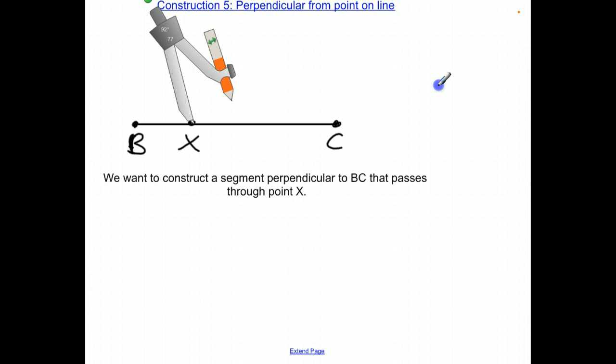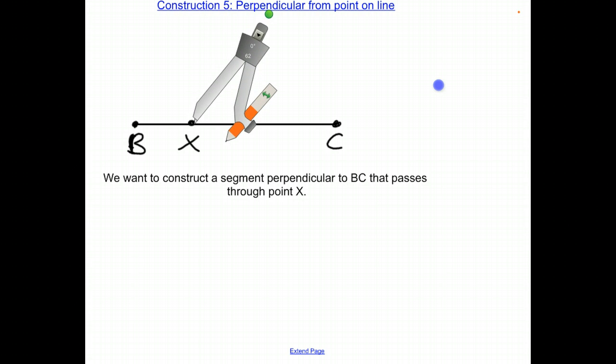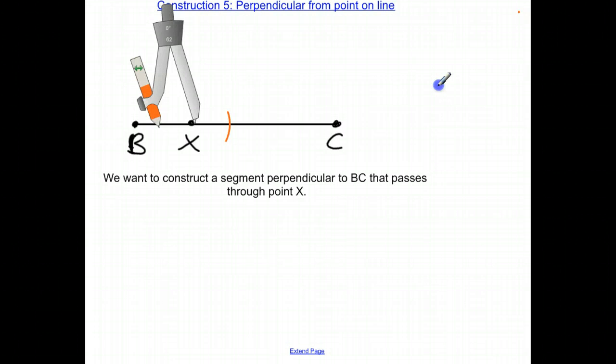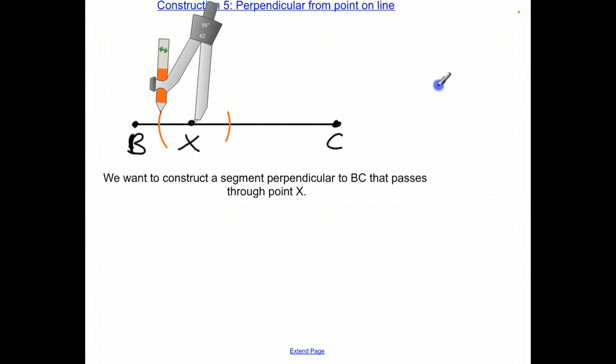We are then going to swing an arc on either side of point X so that it will intersect with BC. So one on this side, same exact thing on the other side. It doesn't matter what measurement we set our compass to, as long as the distance away from X is exactly the same. As long as we don't change the measurement from the first time we swung the arc, it doesn't matter what we set the measurement to.